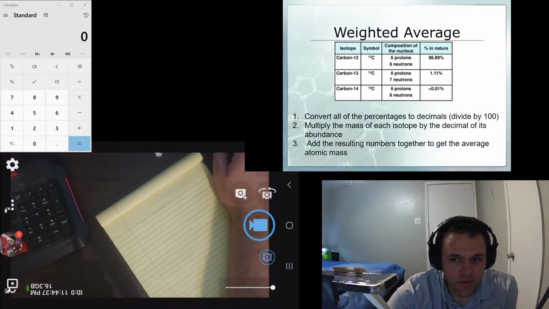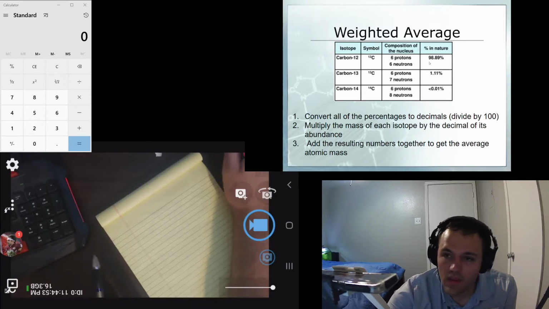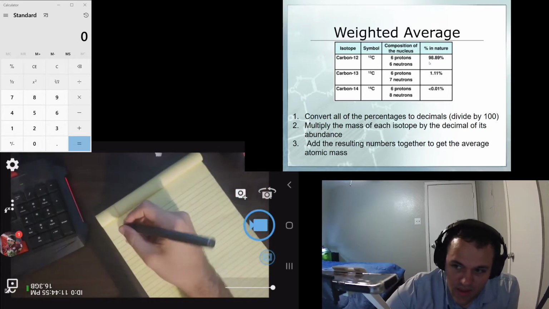So what we're going to do in order to calculate this weighted average is, first off, convert all of these percentages to decimals. To do that, we divide by 100, or you move the decimal place to the left. It does the same thing. So here, the 98.89.